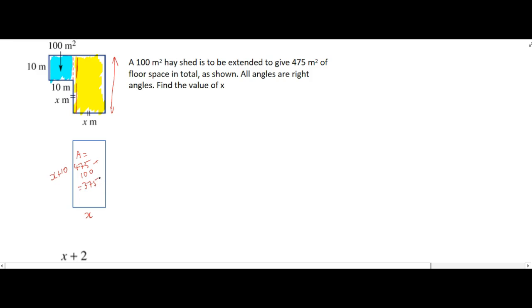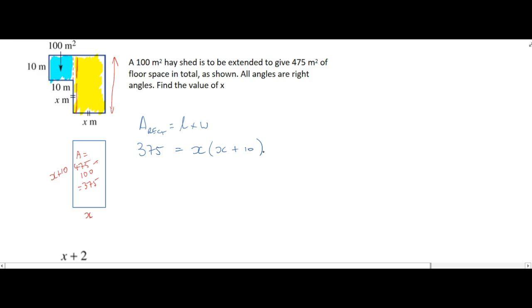Alright, so it did look a little bit trickier than the one above it, but it's actually not. We're still working with a rectangle. We know the area of a rectangle is equal to length times width. So we have those dimensions. We worked out the area is 375. The length is x plus 10, and the width is x. I'm going to write it like this.